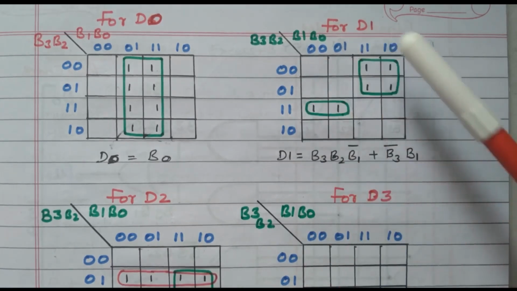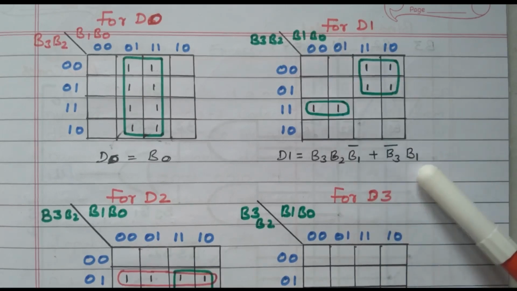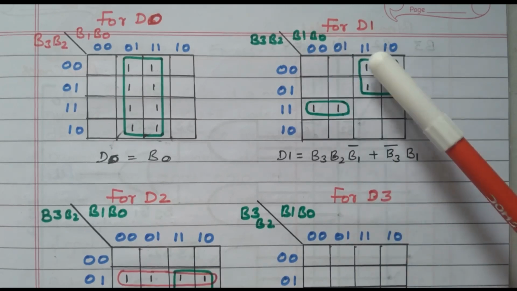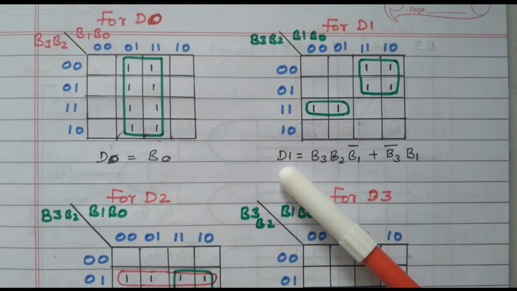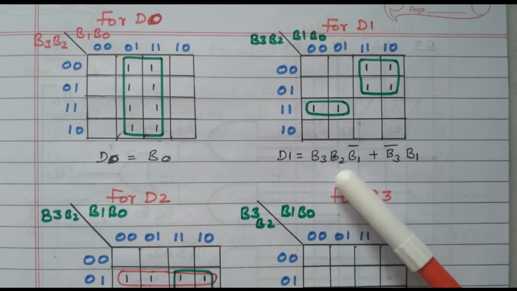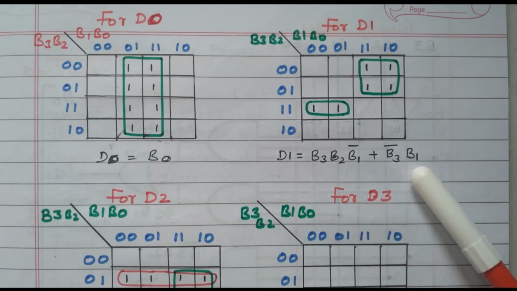Similarly, you have to refer to the third column and fourth column: 1 1 1 0. This 1 is available commonly. The first one is nothing but B1. Right. B3 dash B1. The second 1 and 0 got cancelled. So the expression for D1 is B3 B2 B1 dash plus B3 dash into B1.